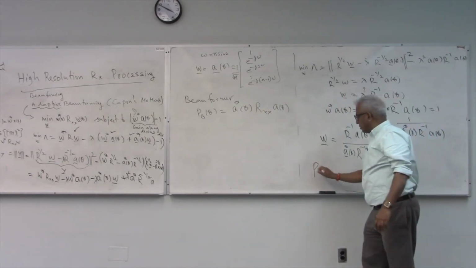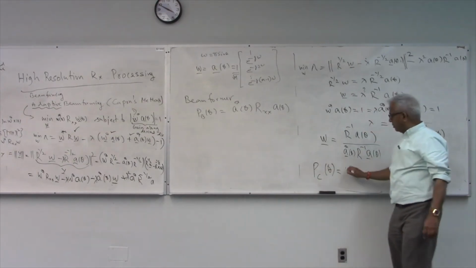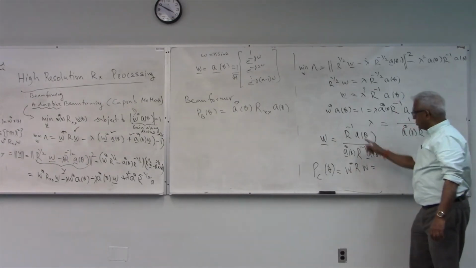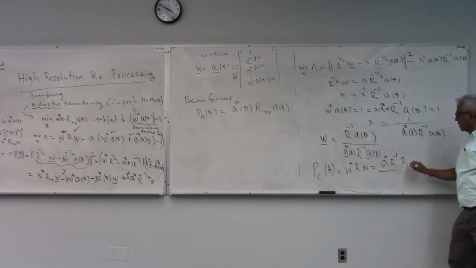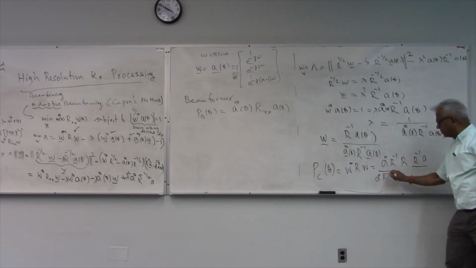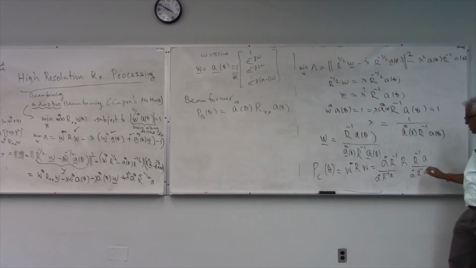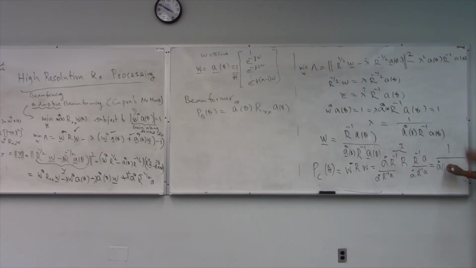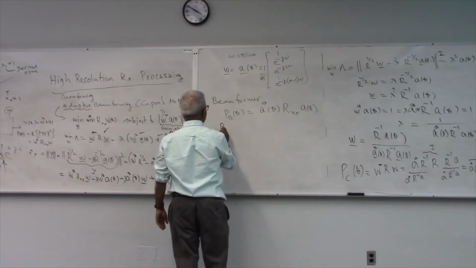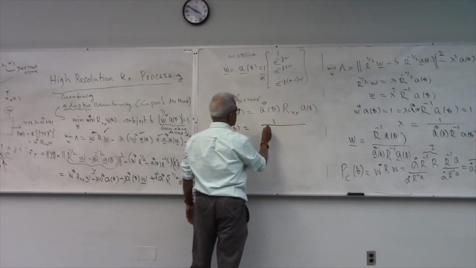And finally, I'm going to call it PC. C is for Capon. So the output is going to be W transpose R W. So we substitute for W transpose, which is A transpose R inverse from here, multiplied by R, multiplied by R inverse A, and the denominator is A transpose R inverse A, A transpose R inverse A. See, this is identity. So A transpose R inverse A cancels, and you get this classic result. So this is the output. See, in the previous case, it was just A transpose R_xx A. So the Capon output is going to be 1 over A transpose theta R inverse A theta.